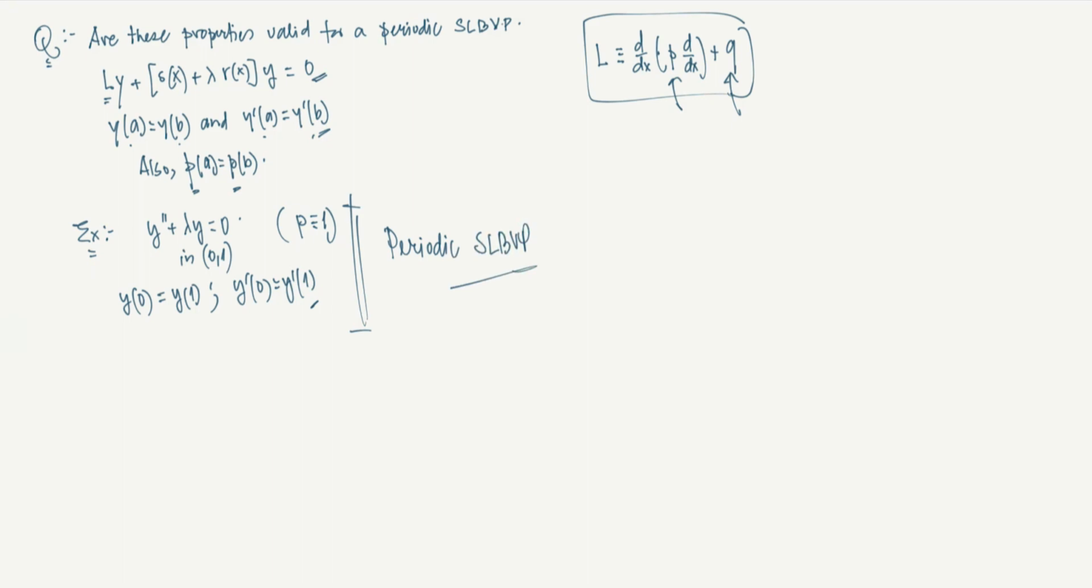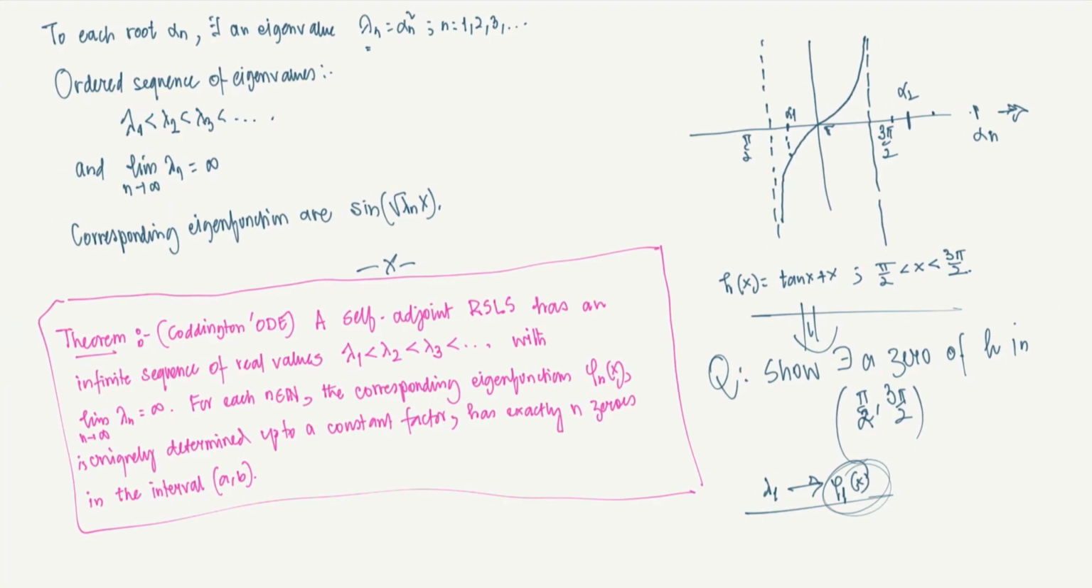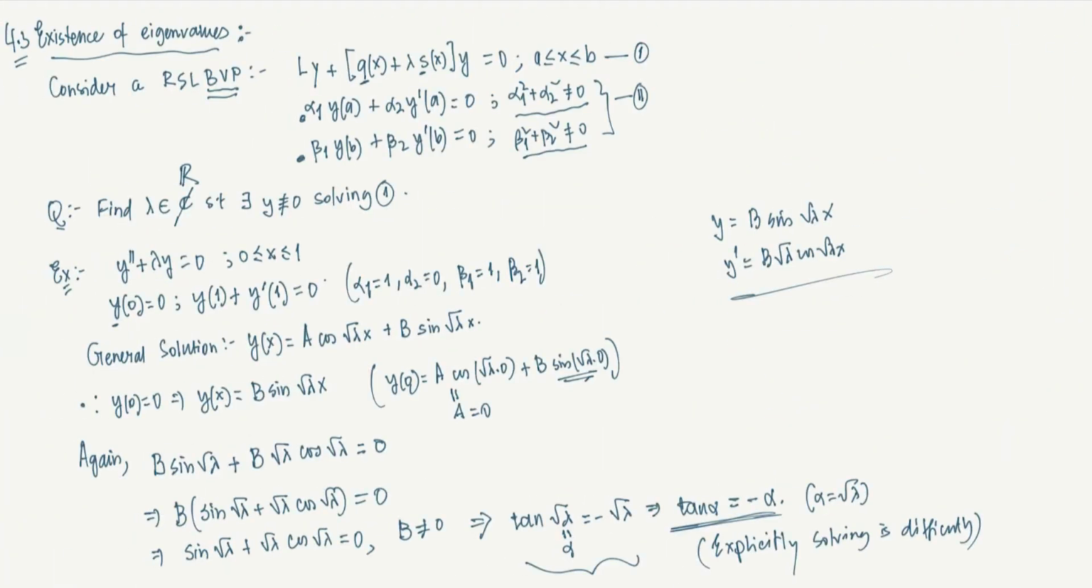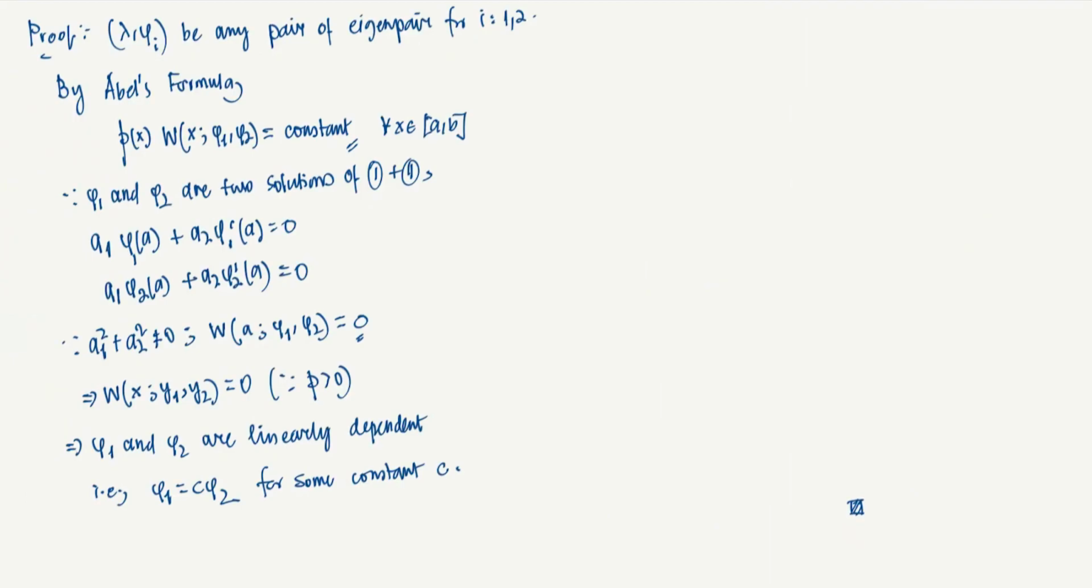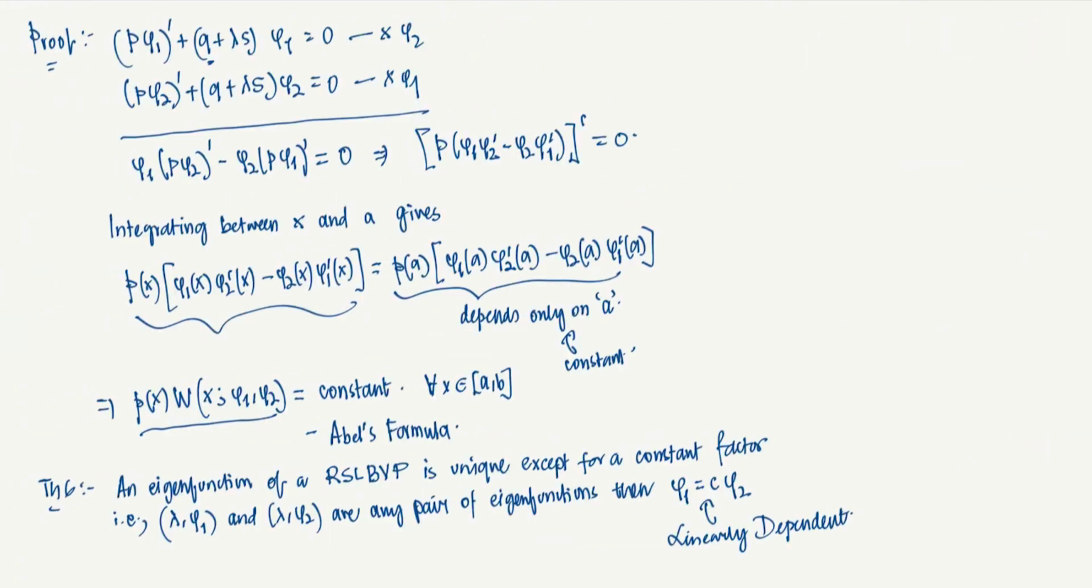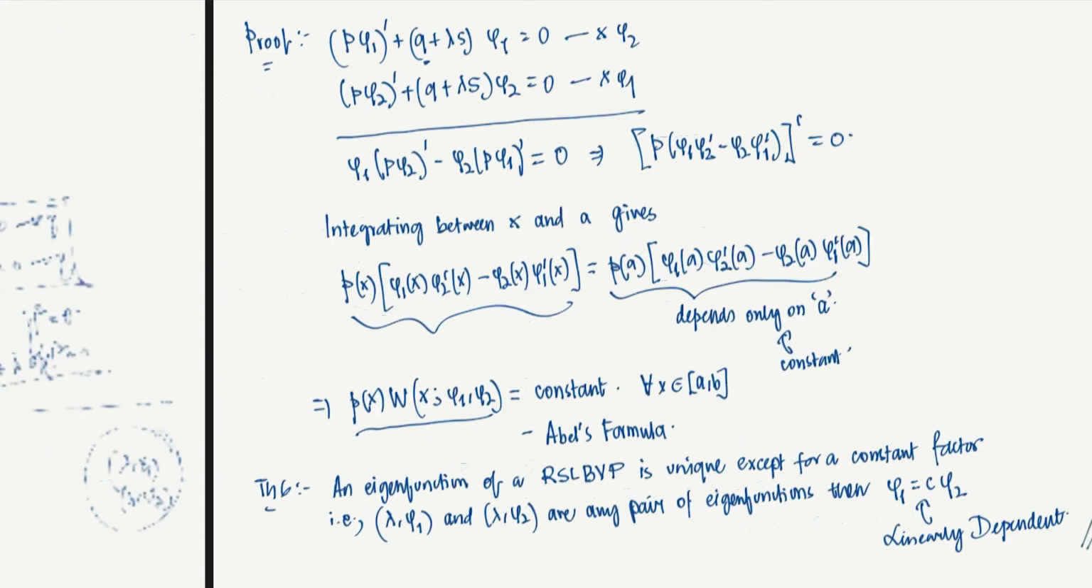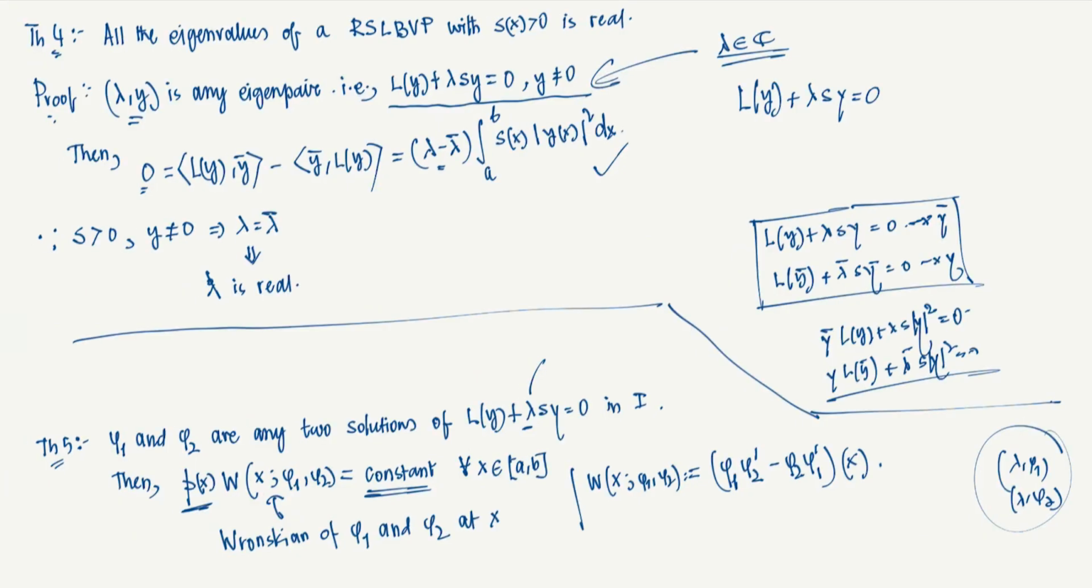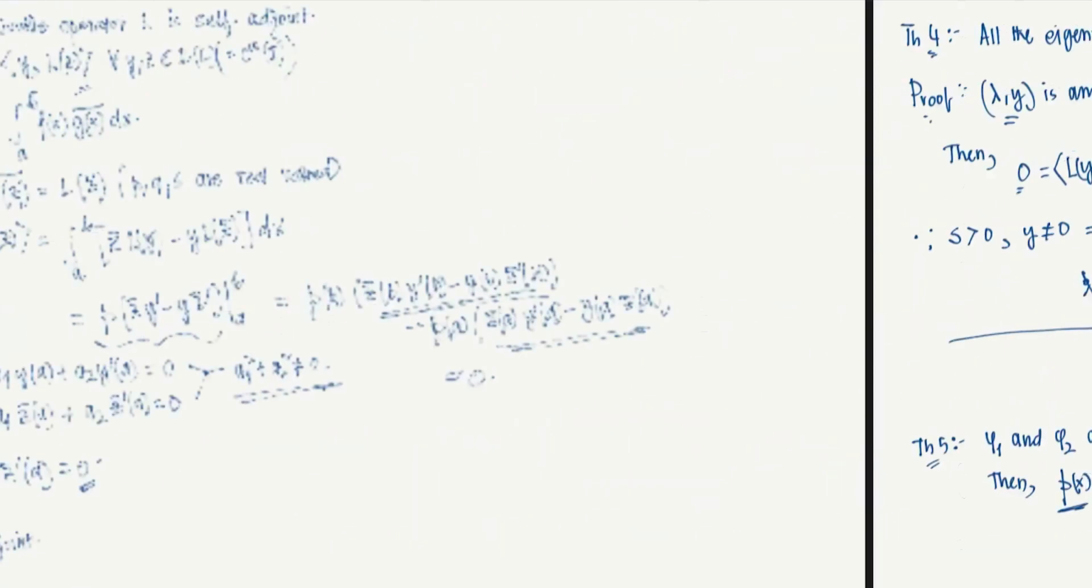Okay. So now the question is this: can we say a similar sort of thing? We talked about the properties of eigenvalues. If you remember, the eigenfunction of a regular Sturm-Liouville problem is unique except for a constant factor. So basically, if there are two eigenfunctions phi1 and phi2, then phi1 has to be c times phi2, right? Those things are there. And then the eigenvalues have to be real. If you remember, we talked about this also.